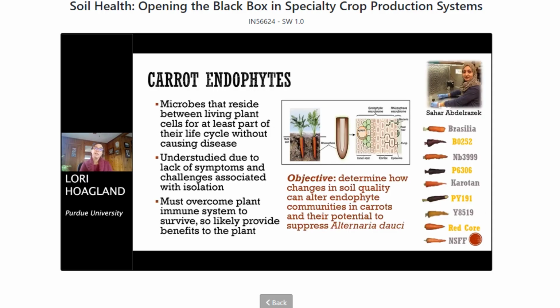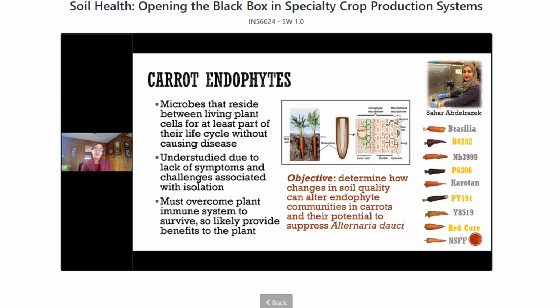In this study, one of my former PhD students, Sahar Abdelrazek, was very interested in studying carrot endophyte communities. These are microbes that actually live inside the plant for at least part of their life cycle. They're very interesting, but they've been understudied just because they're very difficult to isolate and they really don't show symptoms in plants. So we haven't really understood that they were even there for a very long time until we were able to develop these new molecular tools to study them.